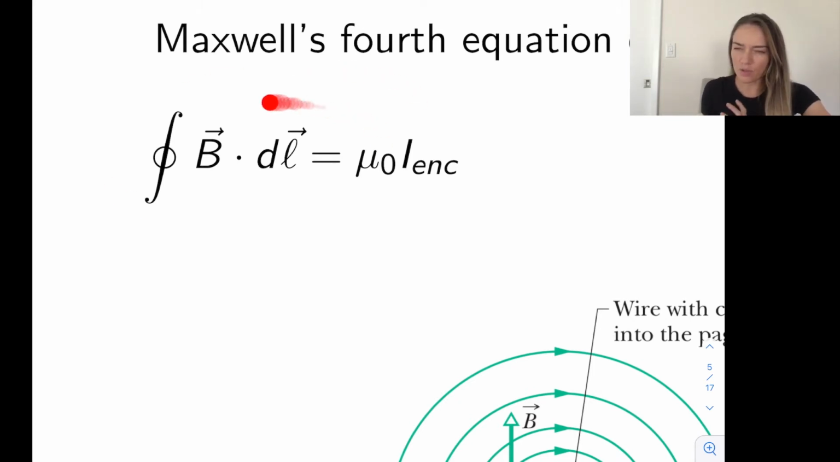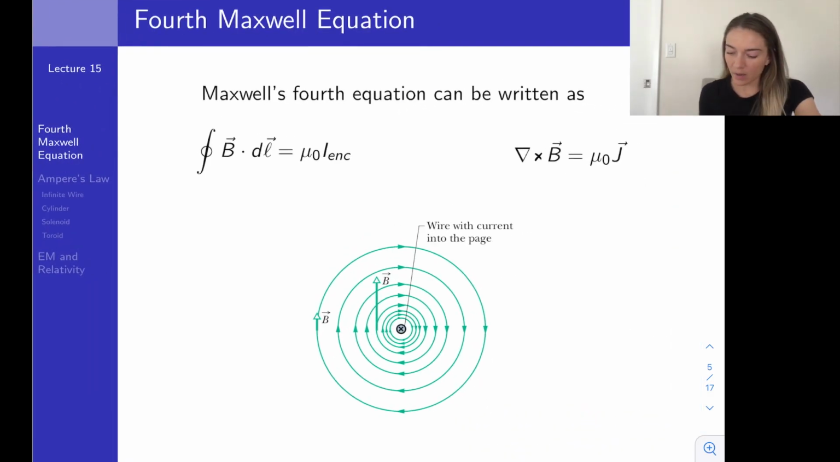So this sort of looks like Gauss's law. It's a little bit reminiscent of Gauss's law with the enclosed current versus the enclosed charge. But the only difference really is that now we're doing a line integral as opposed to a surface integral. So that's what our fourth Maxwell equation says in integral form.